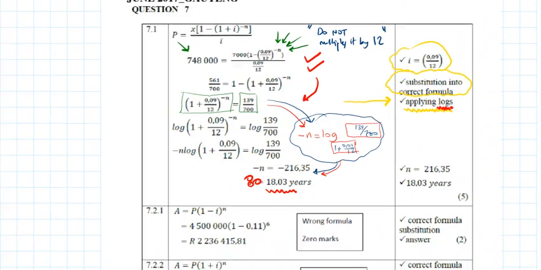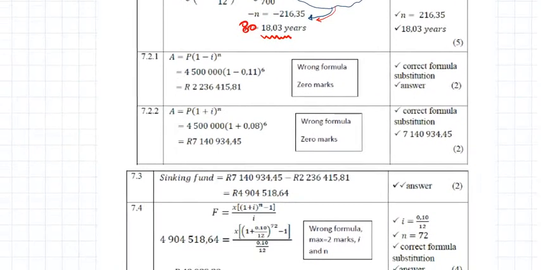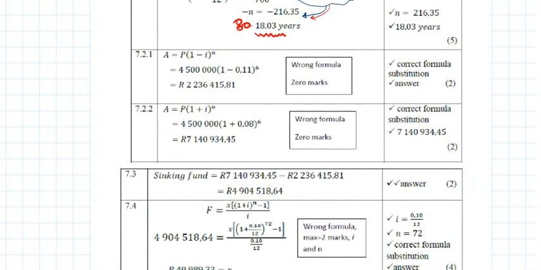So the first one was the reducing balance depreciation formula. Yes, you can write the formula. The value of the boat when they bought it is 4.5 million. So the depreciation rate is 0.11. As you see, you don't divide by 12 or anything. It's just a formula, not compound and monthly or anything. It's just the depreciation formula.